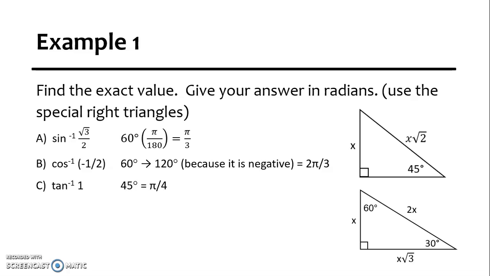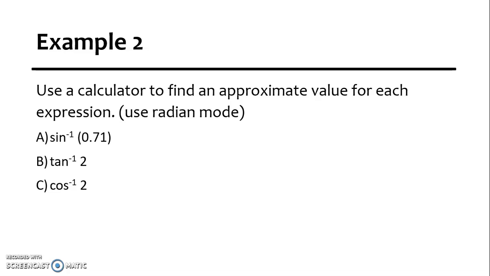Let's look at another example. In this one, you'll need your calculators. In example 2, it says use a calculator to find an approximate value for each expression. Use radian mode. So in part A, I have sine inverse of 0.71. Part B is tangent inverse of 2. And part C is cosine inverse of 2. So check the mode on your calculator, make sure you're in radian mode, and then pause the video to do these questions and press play to check your answers.